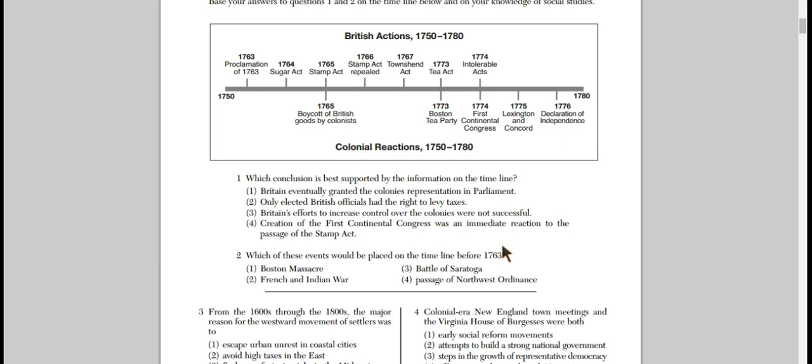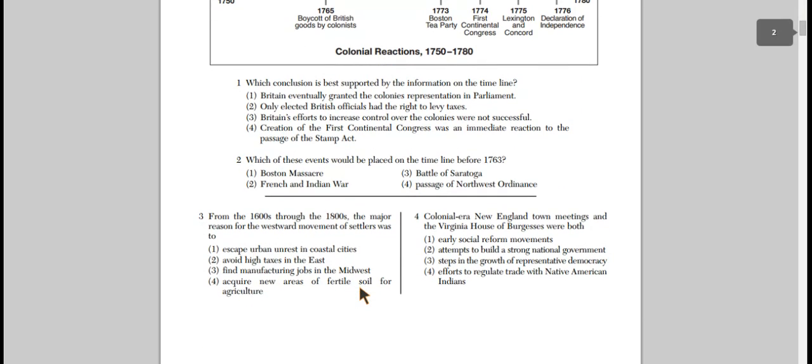So that obviously cannot be placed on the timeline before 1763. And then we have the passage of the Northwest Ordinance. And in order to have the passage of the Northwest Ordinance, we have to have fought the Revolutionary War, won it, formed the government, and written the Articles of Confederation. Because if you remember, the Northwest Ordinance was one of the only successful things that came out of the Articles of Confederation. So we know that the answer is the French and Indian War. So see how we answered that question, even though we really didn't know when we read it.